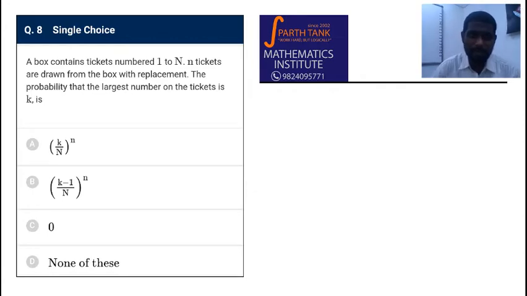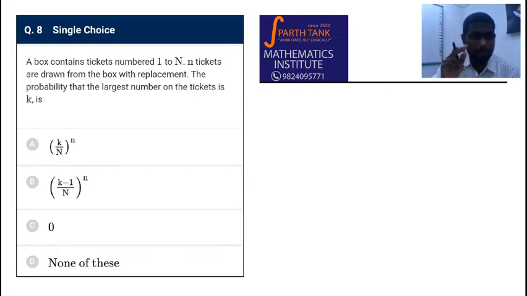A box contains tickets numbered 1 to n. Okay. There are tickets 1, 2, 3, 4, 5, 6, 7, 8 up to n. N tickets are drawn from the box with replacement. Obviously the number drawn can be less than n or greater than n, because you are replacing the tickets. You are taking a ticket, dropping it back, taking a ticket, dropping it back. So n times you are doing this.